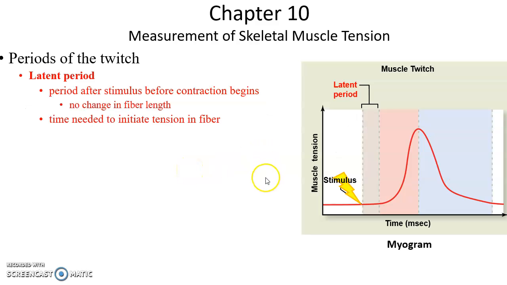So what we find is that here is the myogram. You have the stimulus that is applied. There is a latent period, a period of time that it takes for the muscle to respond and begin to contract. It's the time for that charge to move along the length of the muscle and the ions to move from one place to another.